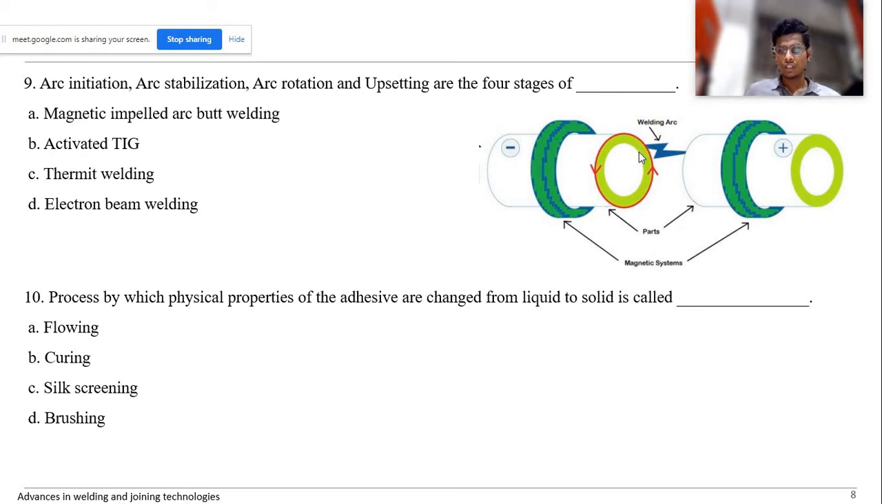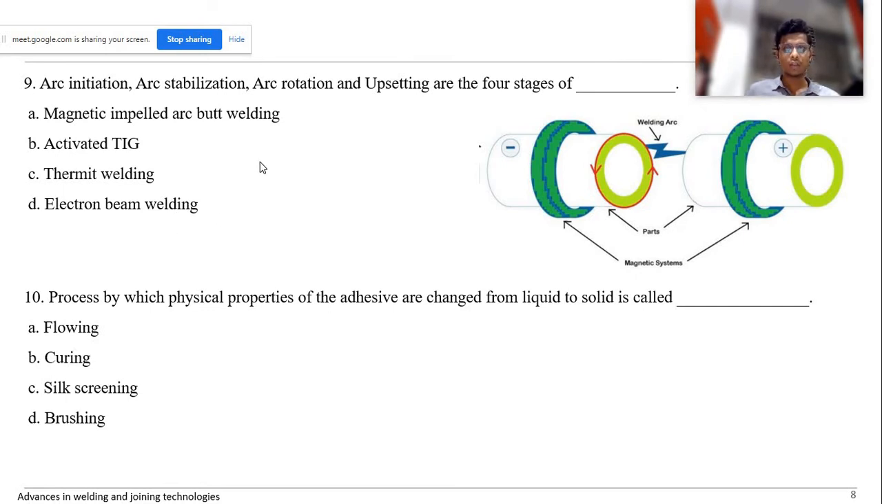When the arc is generated, the metal gets heated, though not up to the melting point. Once the pressure is applied, because of frictional heat also, the joint happens. So magnetic impelled arc butt welding is the answer. What about the other options? Thermal welding, as we explained, happens because of an exothermic reaction. Electron beam welding also.